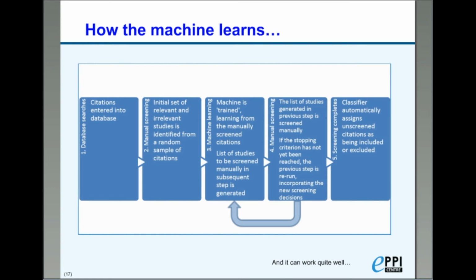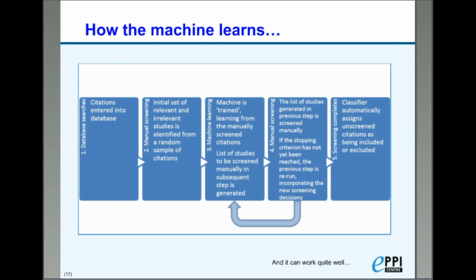And so what we end up with is an ordered list, with those which the machine thinks are most relevant to our review at the top of the list. We then move on to stage 4, where the top of the list of studies is looked at manually. The way we've set this up in our system is that the top 25 are looked at manually.